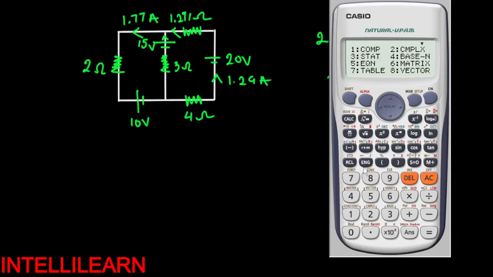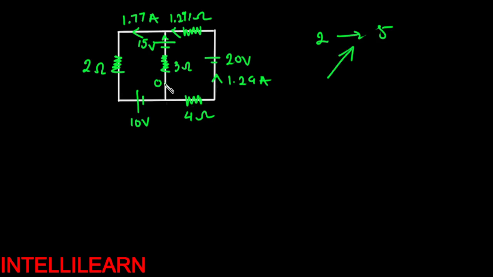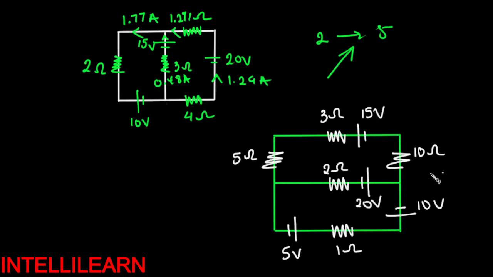So that current, I'll just say, is 1.77 minus 1.29. That's 0.48. So the current in this branch is 0.48 amperes. You see, it's extremely easy to do. Even while I'm explaining, I still need only up to a minute to find these values of current. So let's try another one.